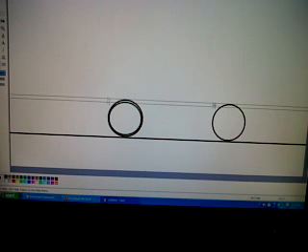What are the units of frequency? Meters per second, seconds, hertz. Correct.